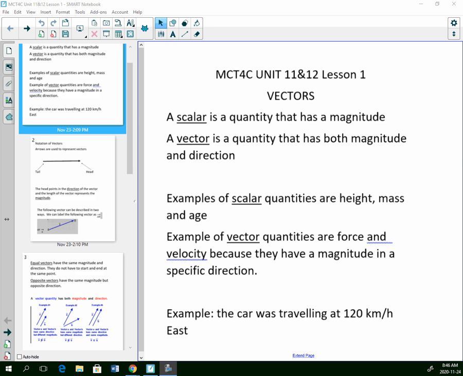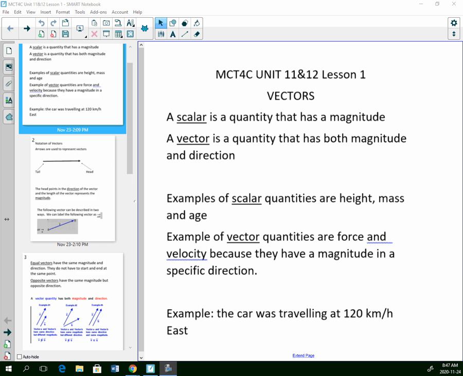Okay, so if you've done physics, you're probably familiar with vectors. If not, it's probably new. A scalar quantity is a quantity that just has a magnitude, meaning it just has one measurement. For example, your age, your weight, your height, those are all scalar quantities. A vector quantity has to have a magnitude and a direction. So you have to be able to measure it and then also explain what direction it's going in.